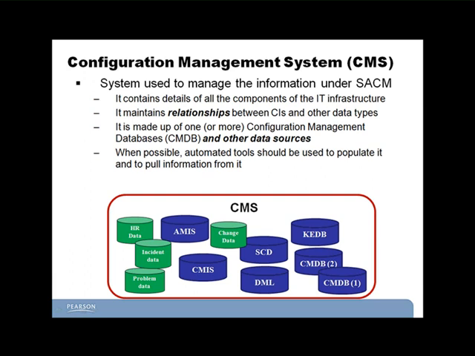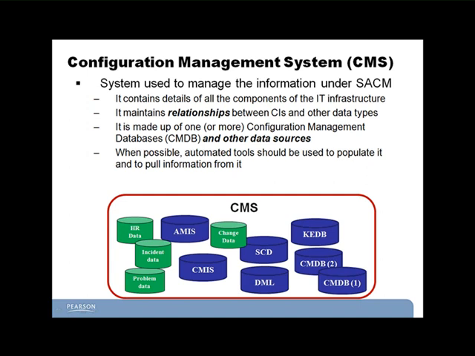The Configuration Management System is a system that we use to manage all of the information that Service Asset and Configuration Management has access to. It contains the details of all of the components of the IT infrastructure, and that stuff is probably stored in your CMDB. If your organization outsources some part of its IT infrastructure, you may have more than one CMDB, yours and then the CMDB of the external vendor.